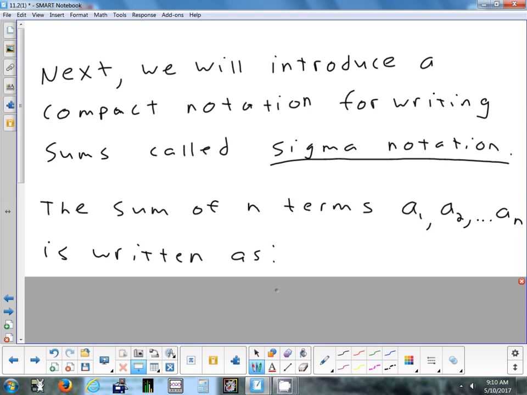So let's say we wanted to represent adding up A1, the first term, plus A2, the second term, plus A3, plus A4, plus A5, plus A6, all the way up to the nth term. And you didn't want to write that down, because maybe n goes to 1,000. You don't want to write A1 plus A2 all the way to 1,000. So there's a very short way we can write it.